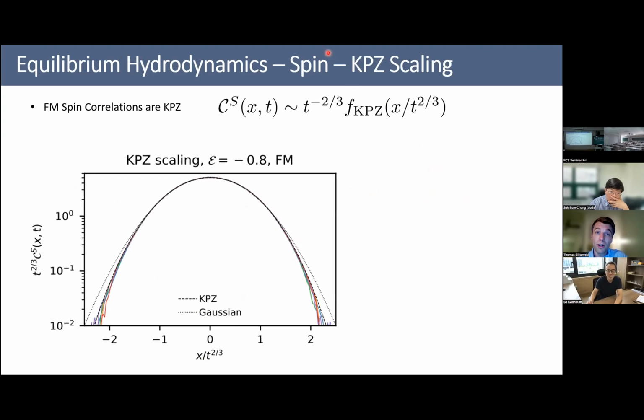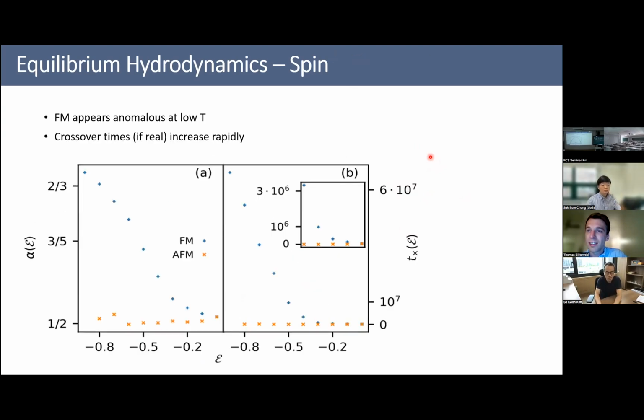Hi, Thomas. Yeah. Can I ask a question? Yeah. Okay. So just to clarify, for the finite temperature effect in your simulation, how did you capture that effect?